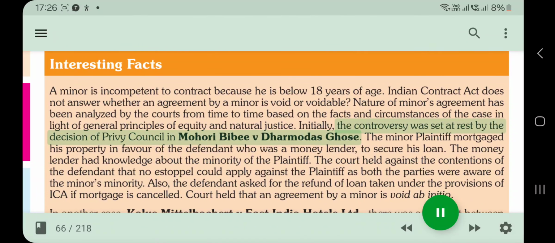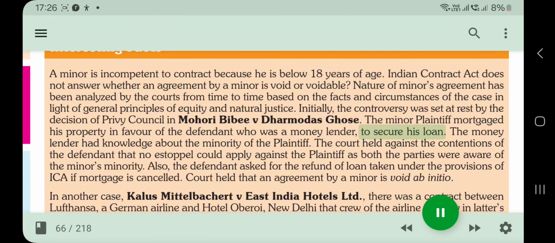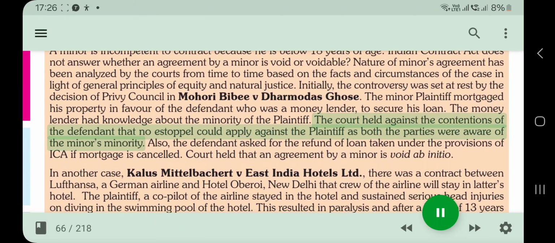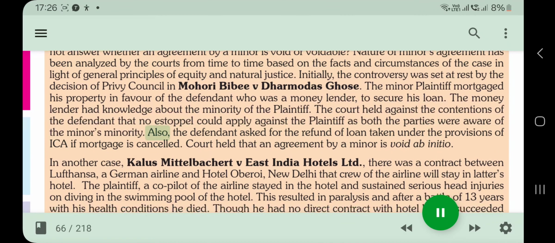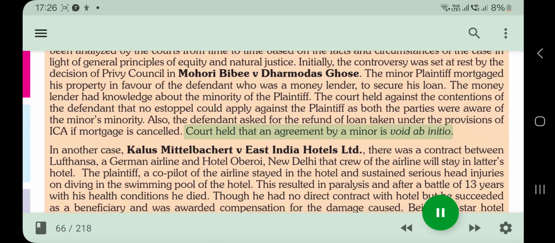Initially, the controversy was set at rest by the decision of the Privy Council in Mohori Bibi vs Dharmodas Ghosh. The minor plaintiff mortgaged his property in favor of the defendant, who was a money lender, to secure his loan. The money lender had knowledge about the minority of the plaintiff. The court held against the contentions of the defendant that no estoppel could apply against the plaintiff, as both the parties were aware of the minor's minority. Also, the defendant asked for the refund of the loan taken under the provisions of ICA if the mortgage is cancelled. The court held that an agreement by a minor is void ab initio.